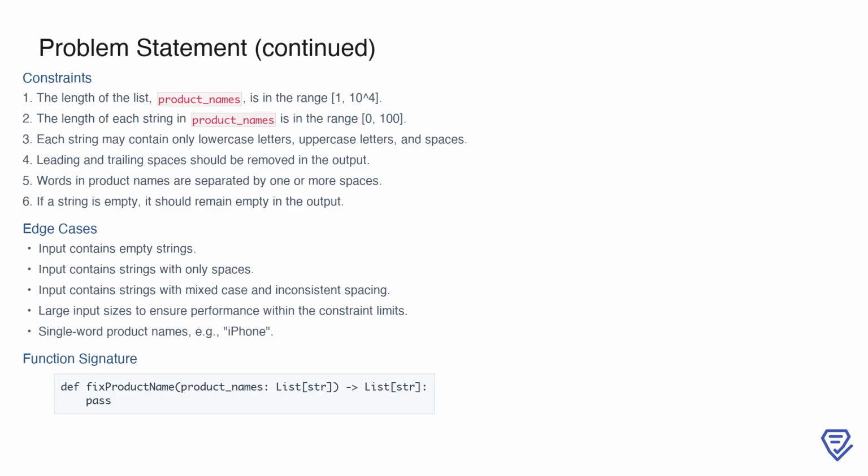Edge cases include handling empty strings, strings with only spaces, and strings with inconsistent capitalization. The function should also perform efficiently with large input sizes and be able to handle single-word product names like iPhone correctly. The function signature for implementing this solution is def fixProductName(product_names: List[str]) -> List[str].